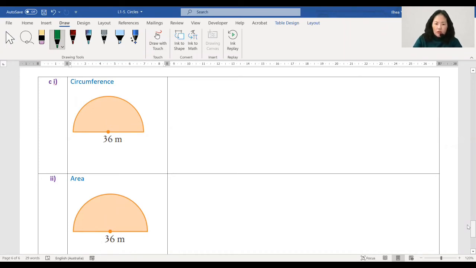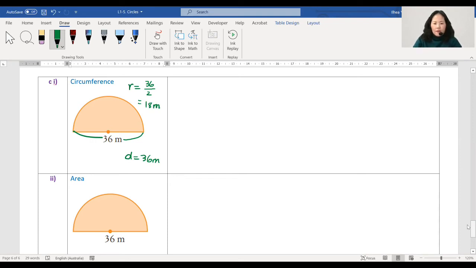I still need to find the radius or diameter. Let's have a look. So the diameter is the full length all the way through, which is 36 meters. But if I wanted to use the radius, all I need to do is halve it. Half my diameter, it'll be 18 meters. So you have options.